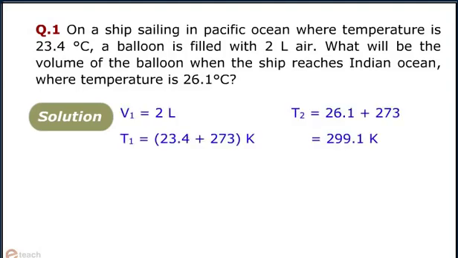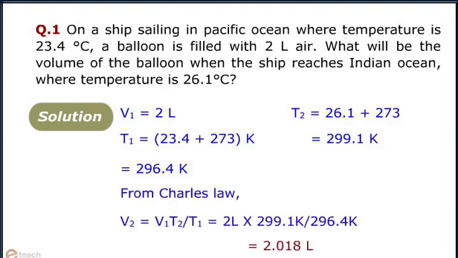Here V1 equals 2 liter, T1 equals 23.4 plus 273 Kelvin, which is equal to 296.4 Kelvin. T2 equals 26.1 plus 273 Kelvin, which is equal to 299.1 Kelvin. From Charles' law, V2 equals V1 T2 divided by T1, which is equal to 2 liter into 299.1 Kelvin divided by 296.4 Kelvin, which gives 2.018 liter.